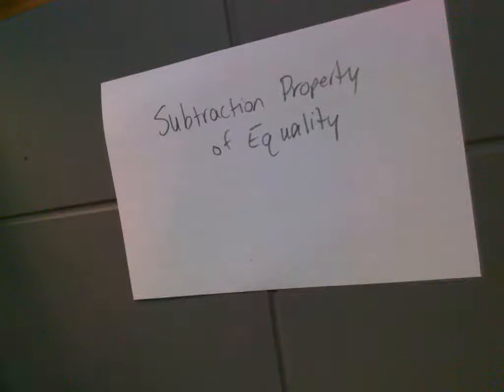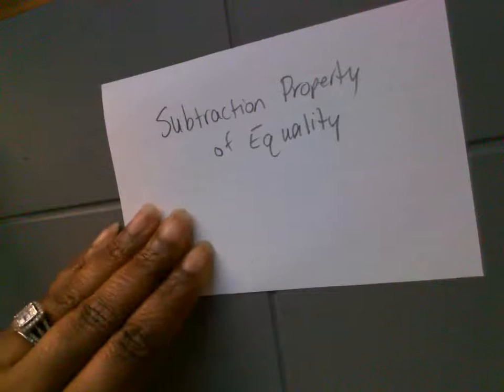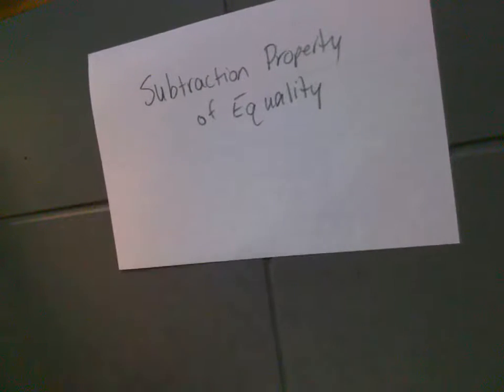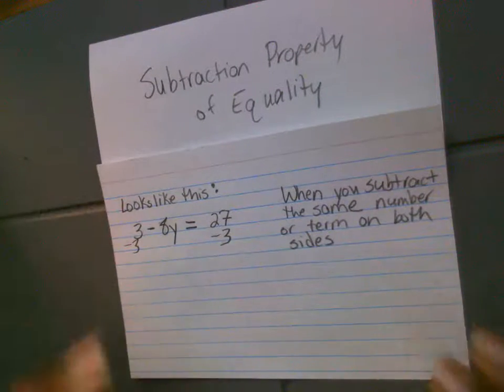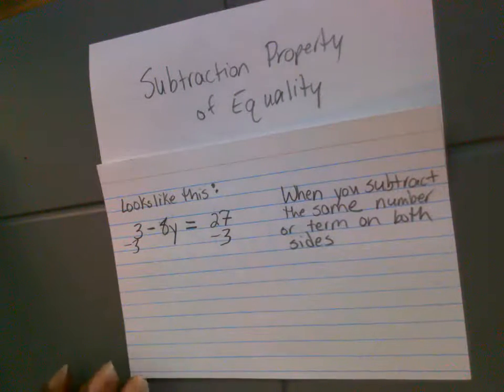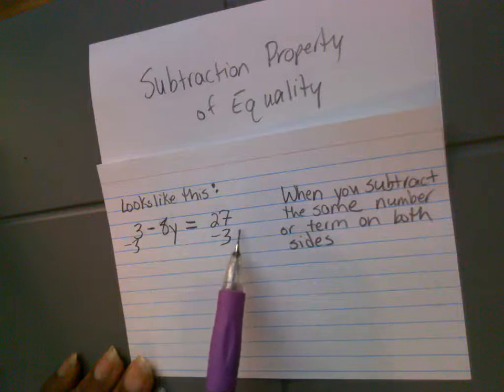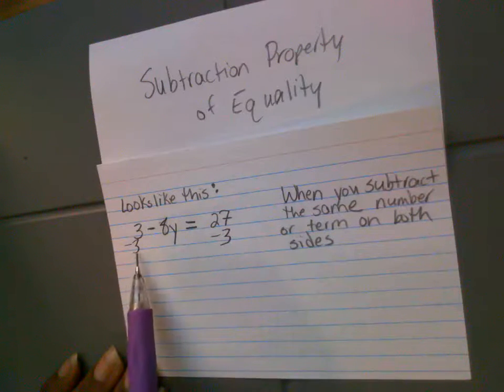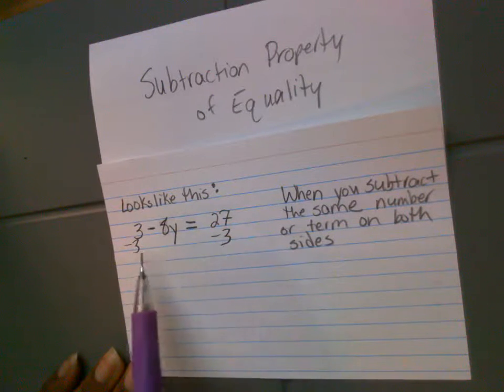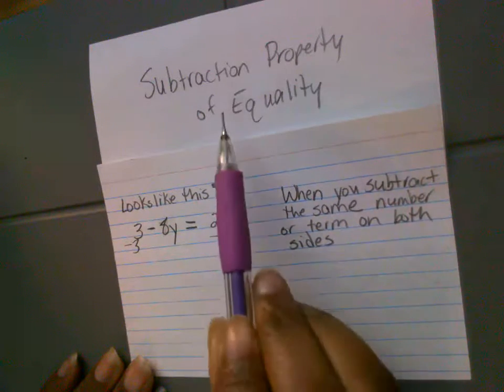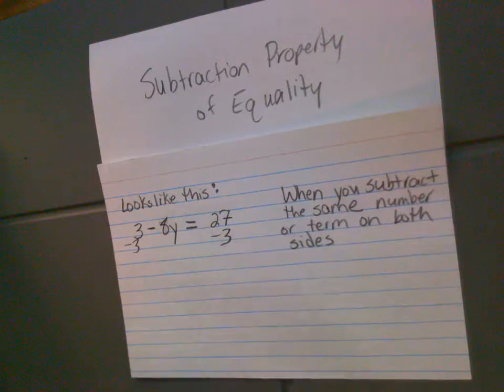The last card is subtraction property of equality. The back side of the card looks like this. When you have an equation and you subtract the same number or term on both sides of the equal sign, that is called the subtraction property of equality.